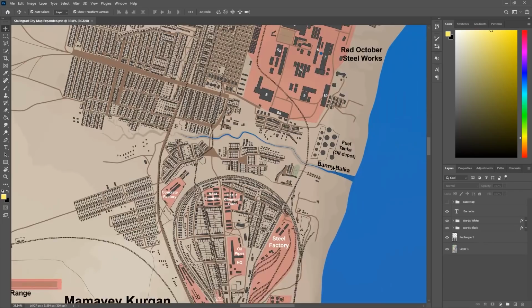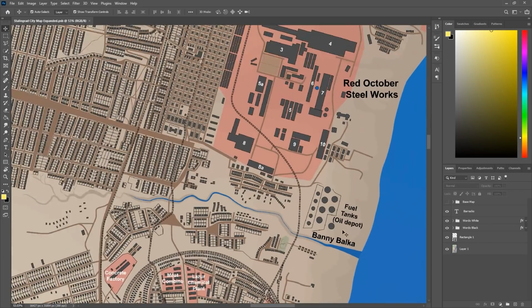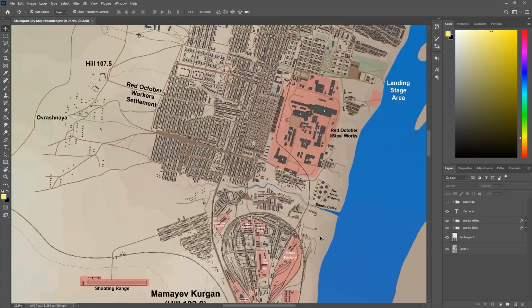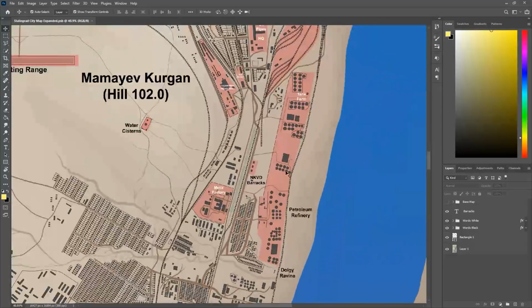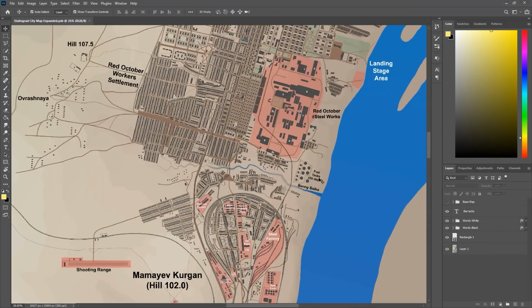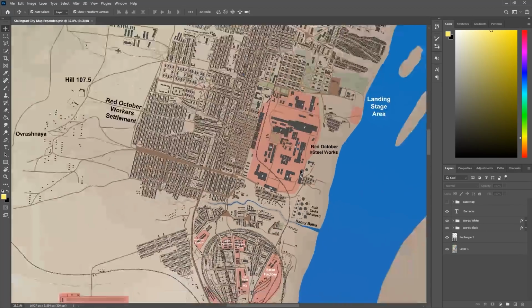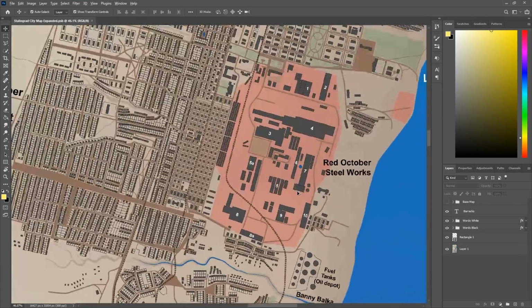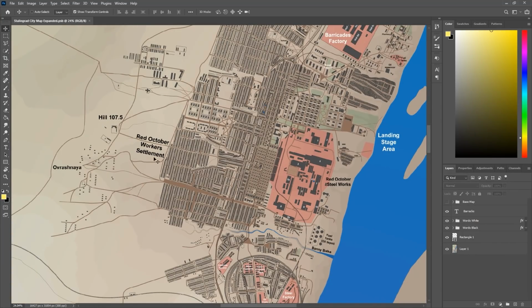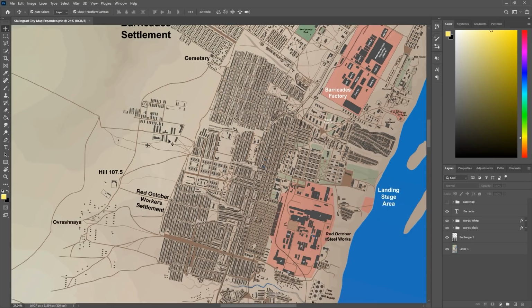Then we get to... I'm not sure if these are the oil tanks that blew up, or if there's more over here and they were the ones... In fact, it could have been these ones that blew up. There's quite a few, so I'm not sure which ones are the ones which exploded and then nearly got Chirikov. Red October or Krasnaya Oktobia Steelworks. Important, very important. The Red October settlements, etc.